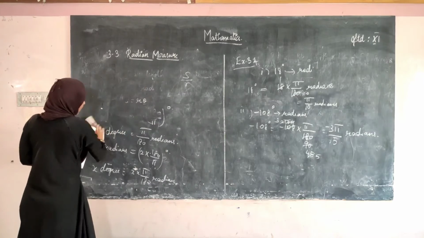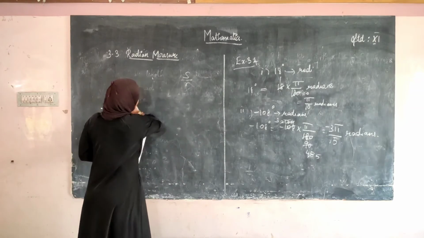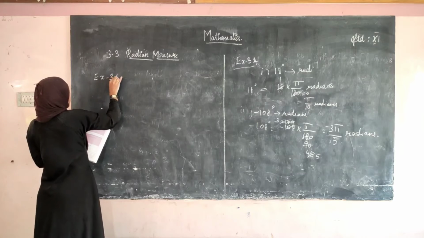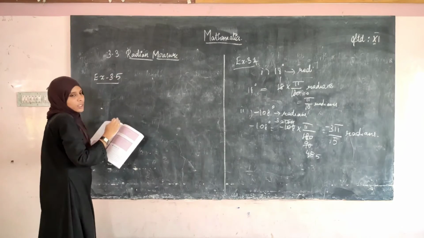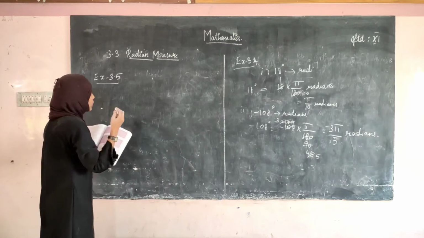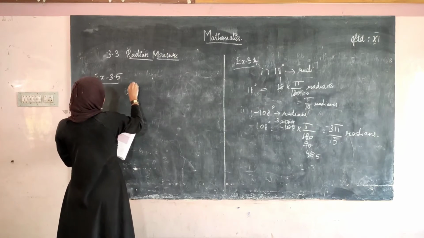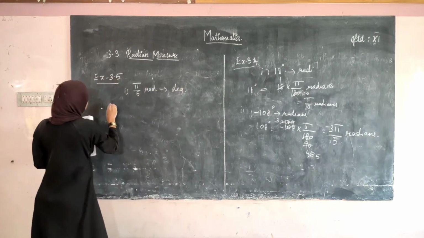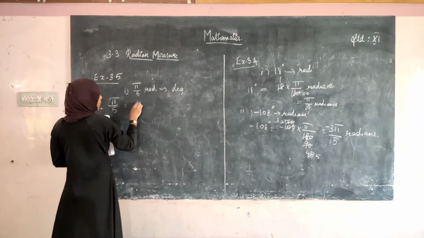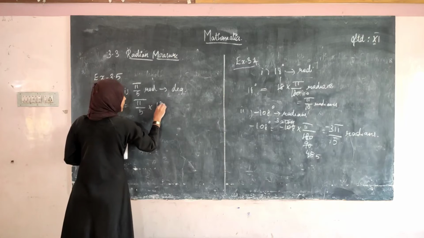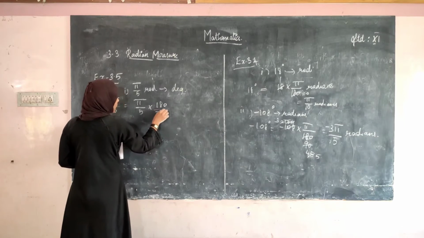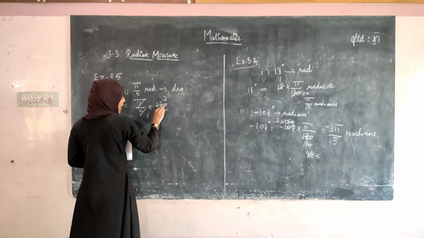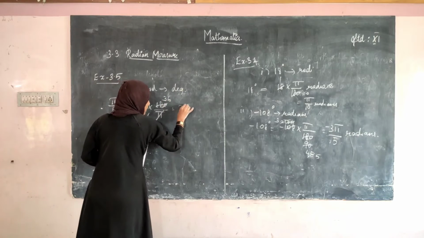Now let us see the next example, example number 3.5. In this example we are going to convert radians to degrees. The first one is pi by 5 radians to degrees. So pi by 5 will be equal to pi by 5 into 180 divided by pi. 5 threes are 15, balance 3, 6. This is equal to 36 degrees.